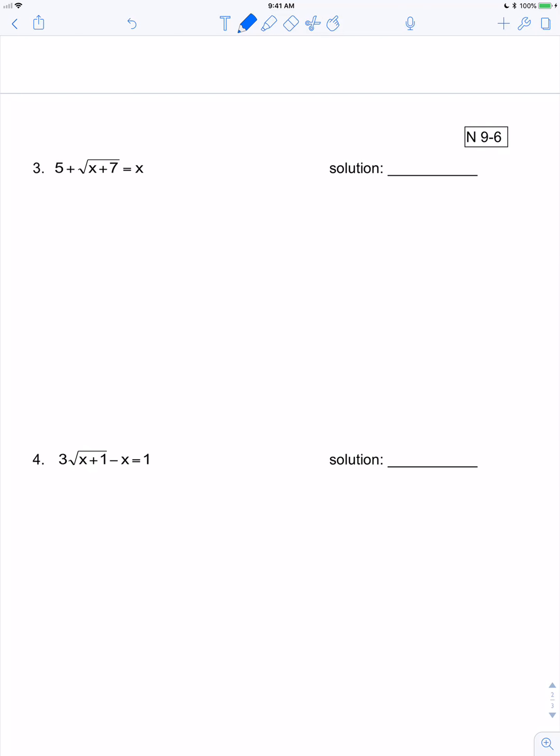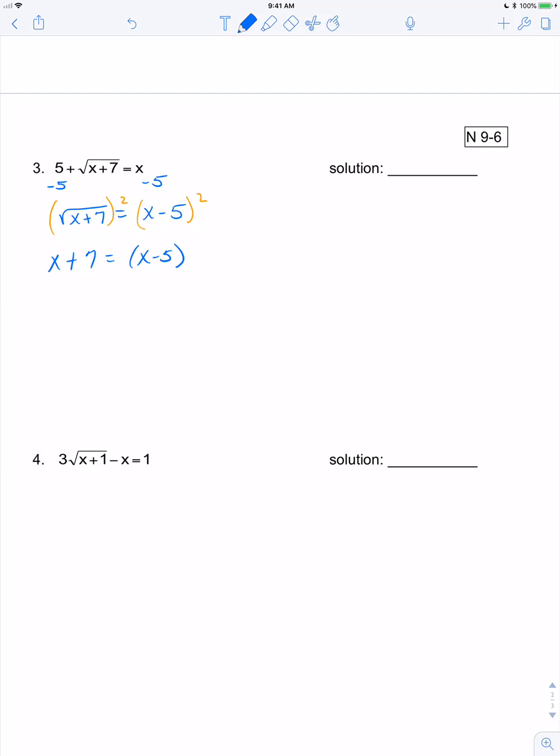So what here, we were going to, let's see, isolate the radical. So we're going to subtract 5 from both sides. So we've got the square root of x plus 7 is equal to x minus 5. Well, remember, we have to now square both sides of that, and when you square x minus 5, that doesn't mean you square each of those terms in there. That means you have to write that thing out twice.